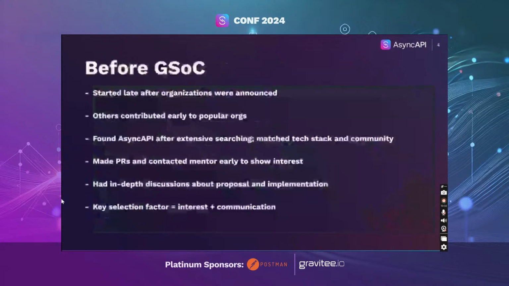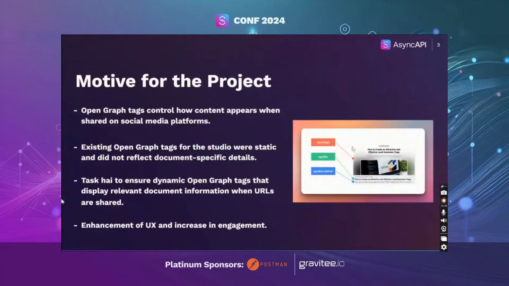So if I just go a few slides back, you can see that there is this image that is associated with the URL. So that image has to be dynamic. The metadata, like the title and the description, they have to be dynamic. And along with that, the image has to be dynamic as well.